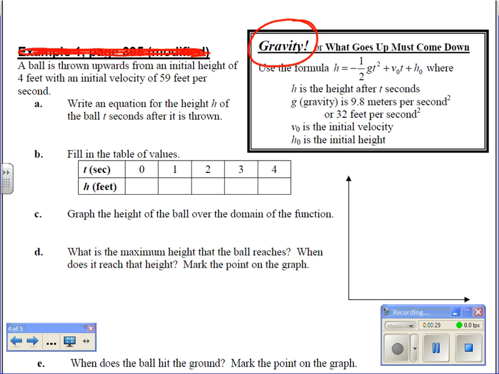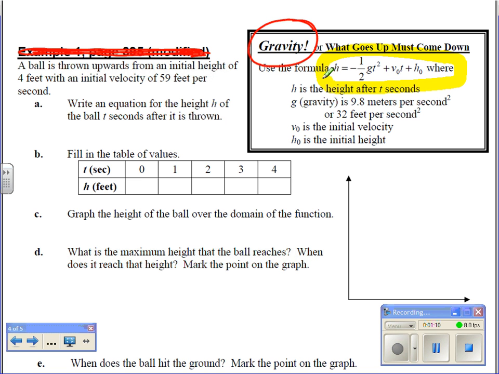So we have a general formula for gravity. The general formula, h equals -1/2 gt squared plus v sub 0 t plus h sub 0. It's a lot of letters here, a lot of variables going on. Want to make sure you can handle those. h is the height after t seconds. g is gravity, and the acceleration due to gravity is either 9.8 meters per second squared or 32 feet per second squared, and so you have to be sure whether you're using the right units.